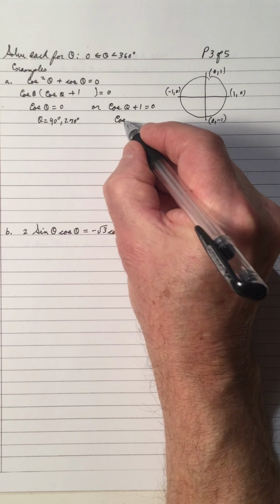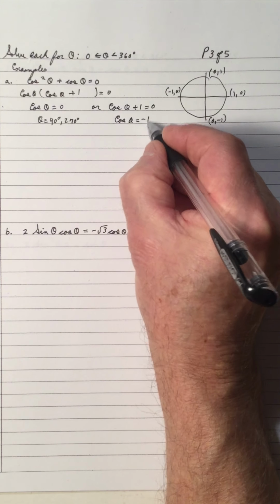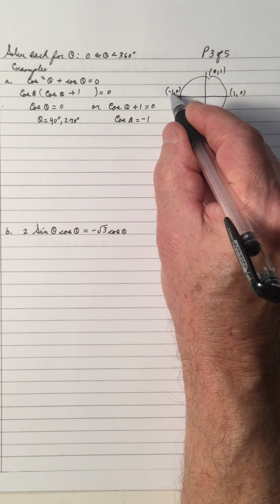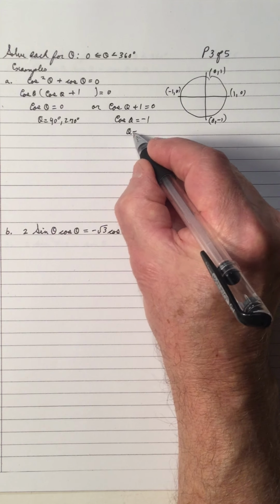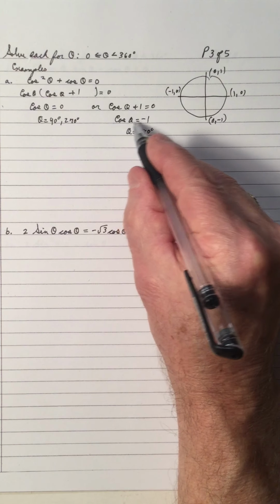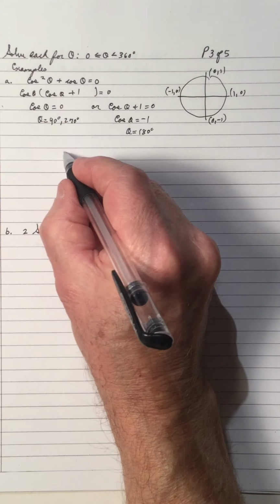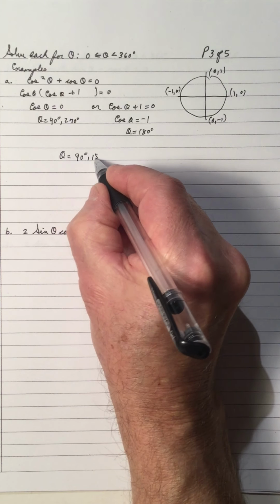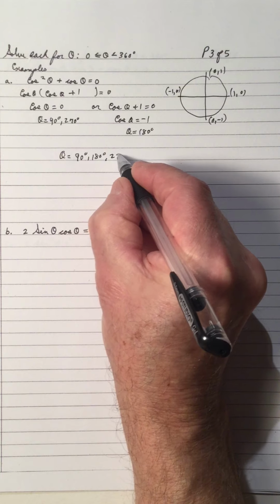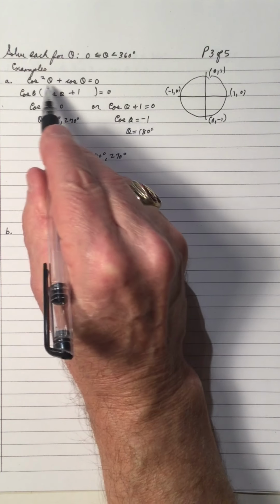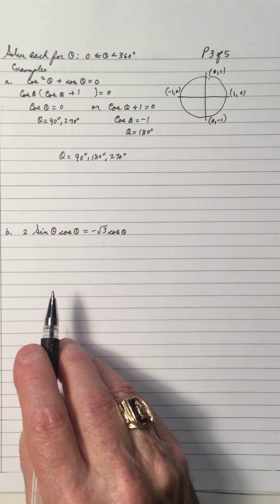Cos theta plus 1, so we move the 1 over to make a minus. Cos is the x, where's x negative 1? Right here. And that means that theta is 180. So if you took your calculator and did the cos of 180, you get negative 1. And so we put them in order. The answer is 90, 180, and 270. Each of these subbed into this equation right here will give me a 0.